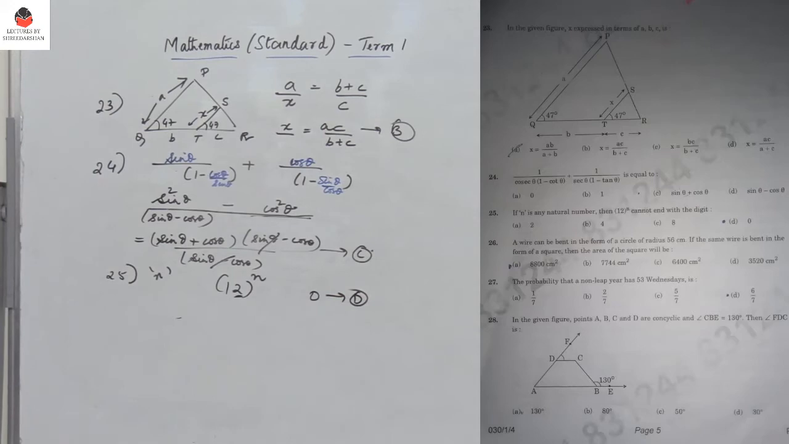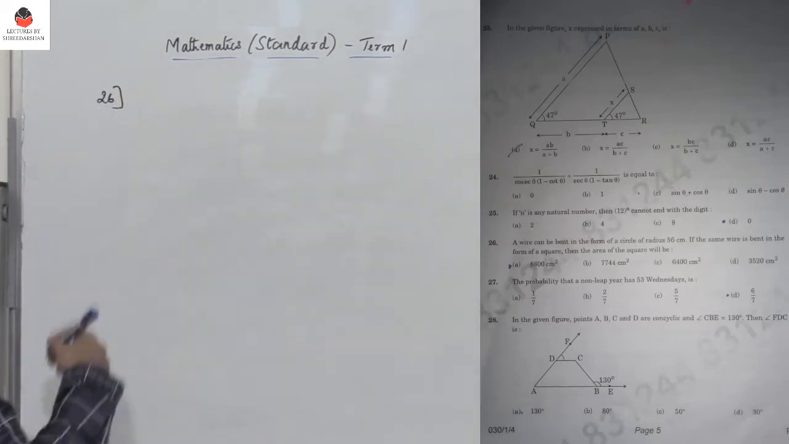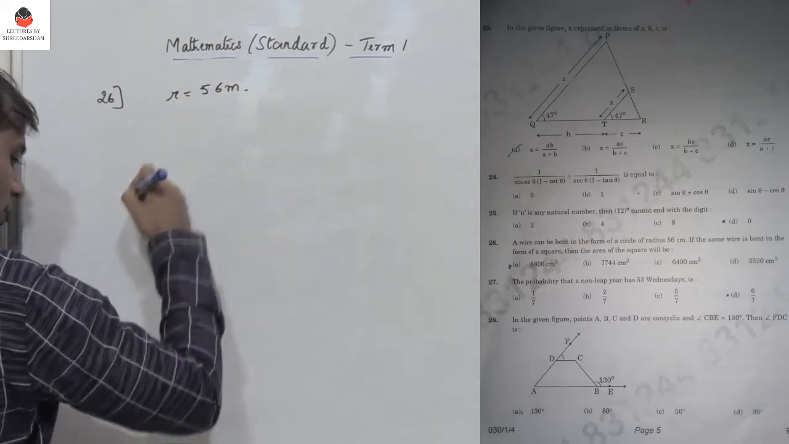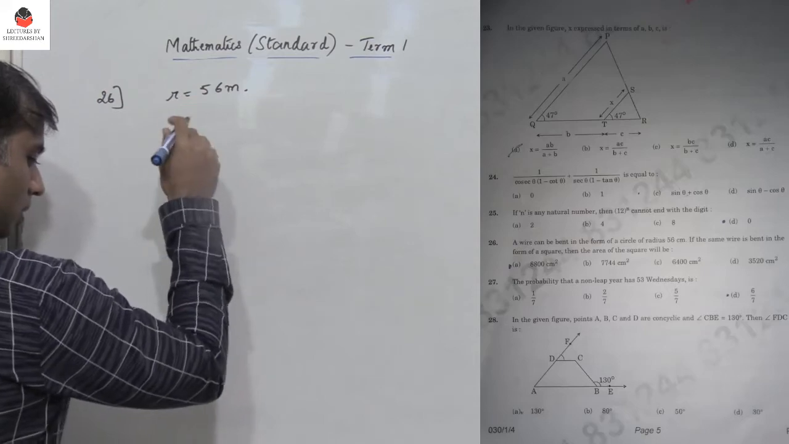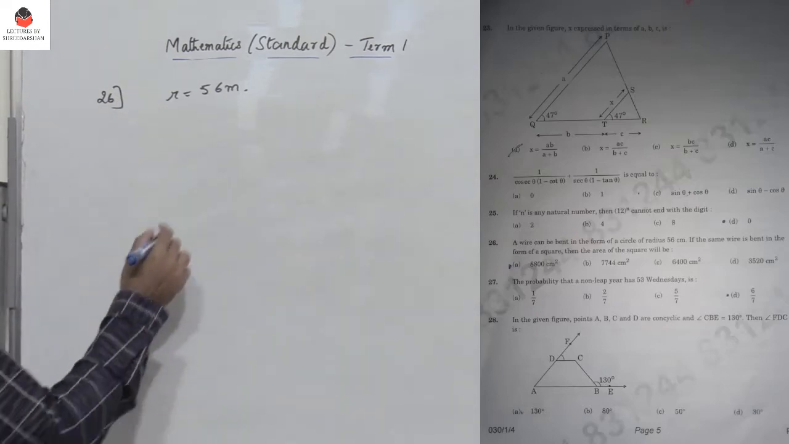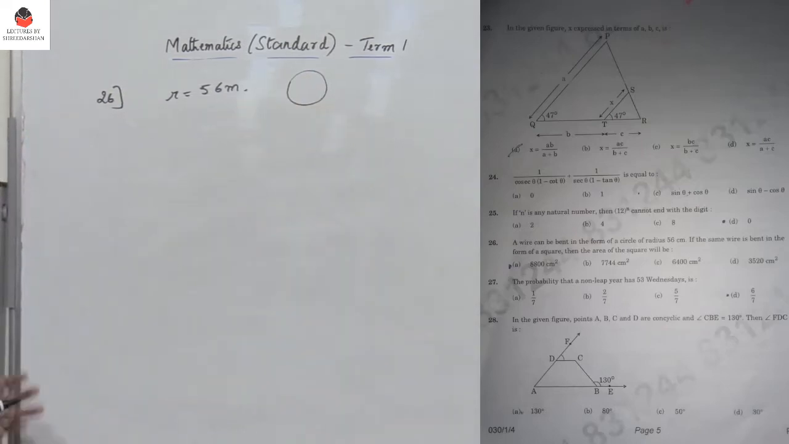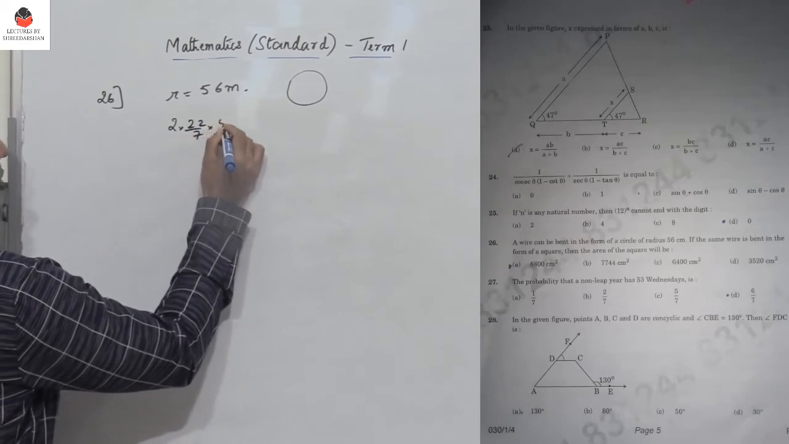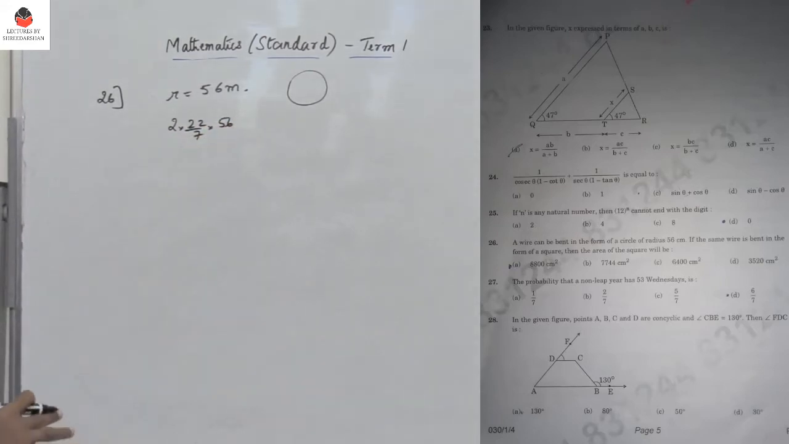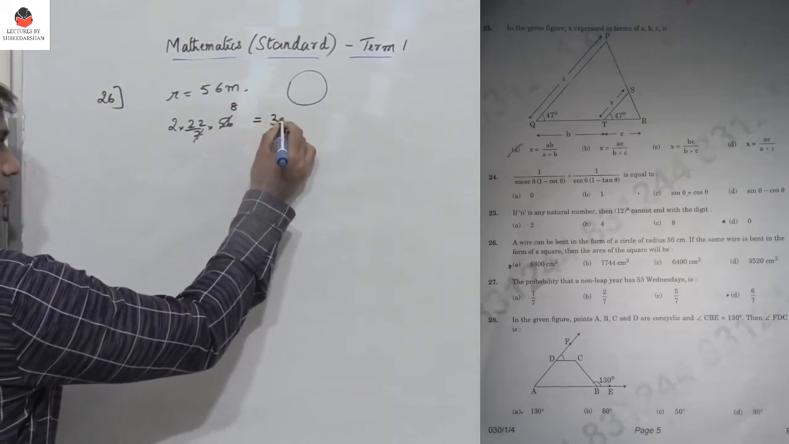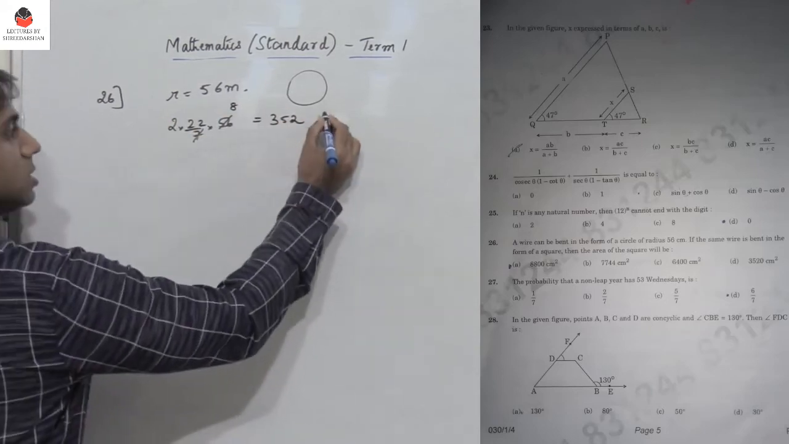Very easy question. 26. A wire is bent to form a circle of radius r equals 56 meters. If the same wire is bent to form a square, find the area of the square, right? So it is bent to form a circle. So when it is bent to form a circle, you actually need to find its circumference. Circumference is 2 pi r, right? So you have 2 into pi 22 by 7 into r 56, right? So that will give us the length. So this is nothing but 352.